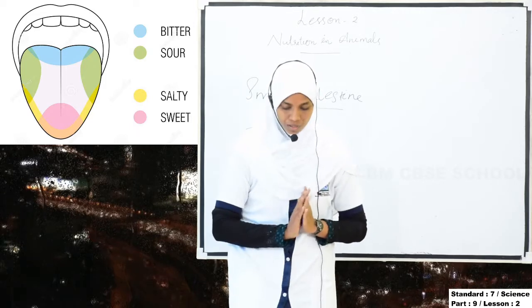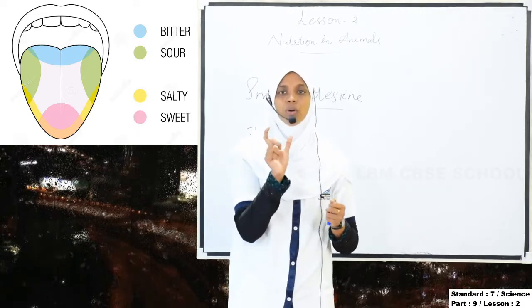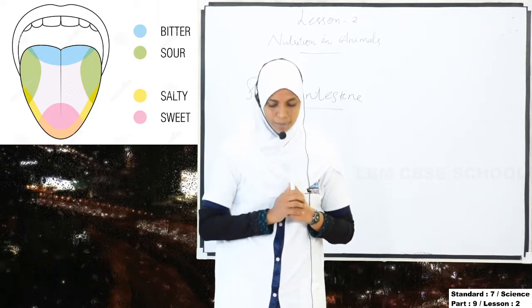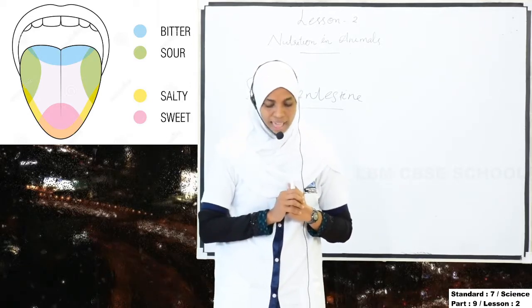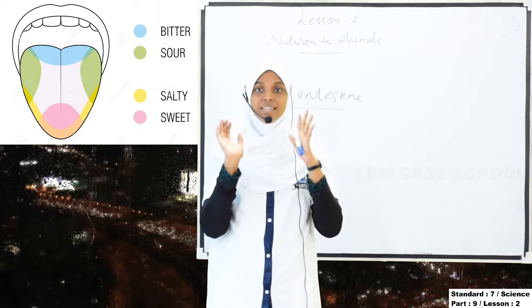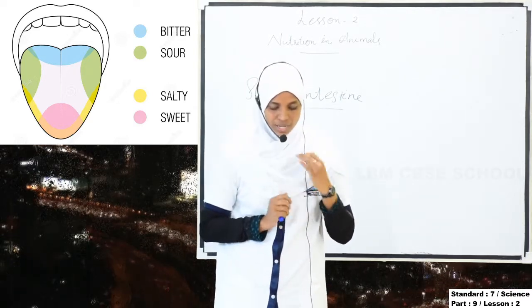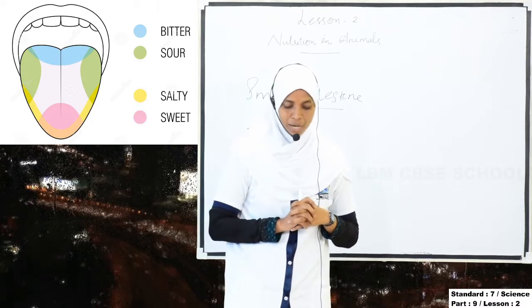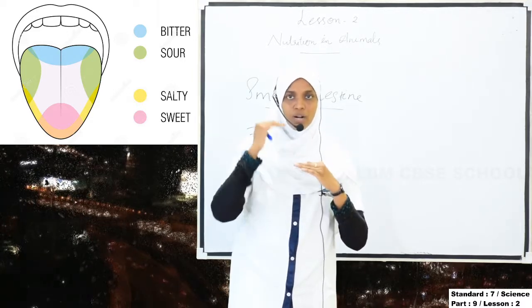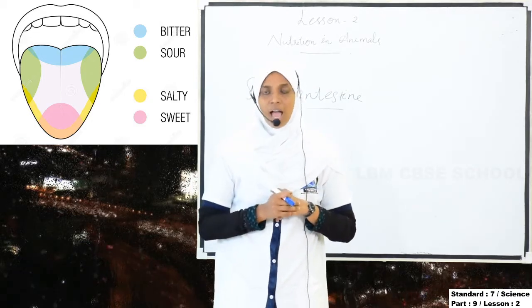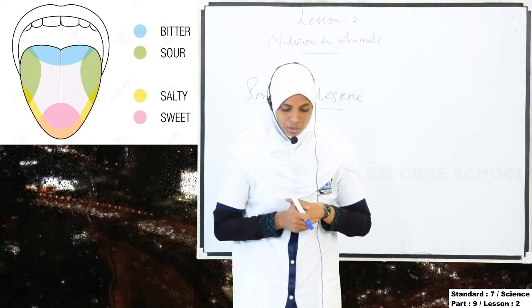Okay, and the liver is reddish brown. What is the color of the liver? The liver is a reddish brown color. It's a gland. The liver is not a part of the tract, it is a gland. The liver is a reddish brown gland situated in the upper part of the abdomen, on the right side.